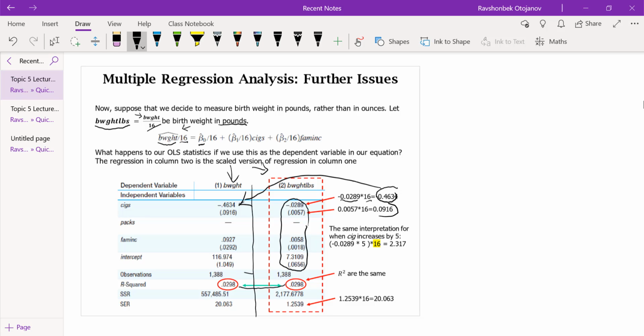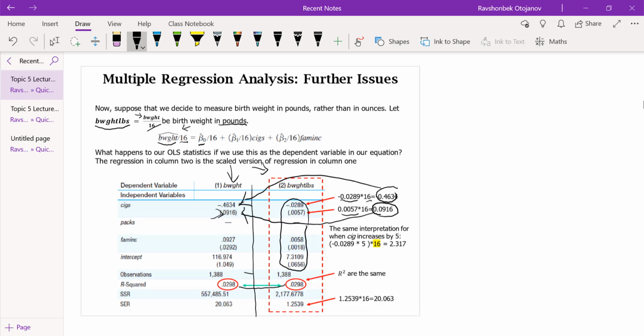Similarly, the standard error will also decline by a factor of 16. So if you multiply the new standard error for this coefficient estimate by 16, you get the original case. So interpretation works in the same way, but this time you simply say that one cigarette a day or 5 cigarettes per day will reduce the birth weight by 0.03 pounds.